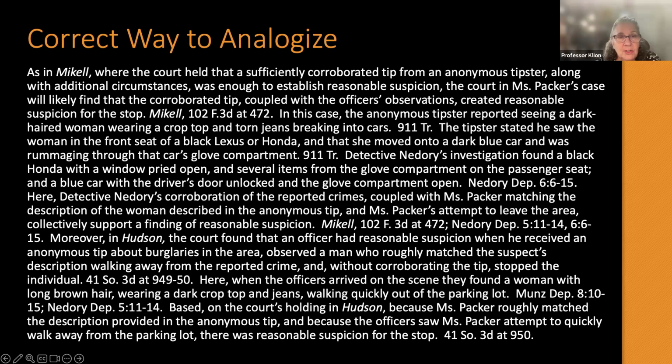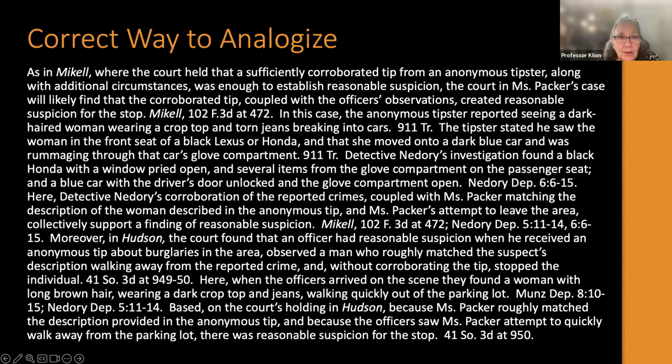Here, Detective Nadori's corroboration of the reported crimes, coupled with Ms. Packer's matching the description of the woman described in the anonymous tip, and Ms. Packer's attempt to leave the area, collectively support a finding of reasonable suspicion. Cite to McKell and cite to your record for those facts. You see how specific that was? That wasn't a gloss over.